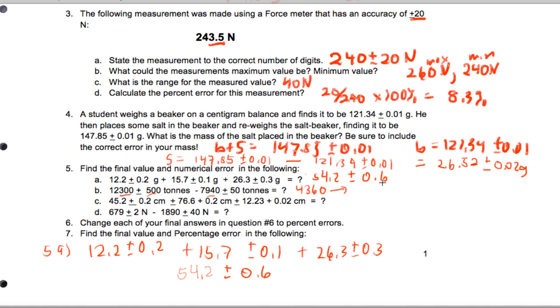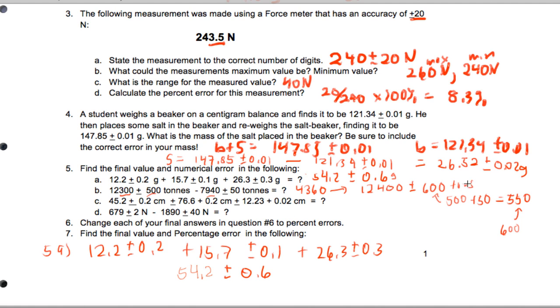So I'm gonna end up basically getting 12,400 plus or minus 600 tons. So let me be clear. To get the error propagation, it was 500 plus 50, which gives me 550, and I need to round to even, so that's how I'm getting 600 there.